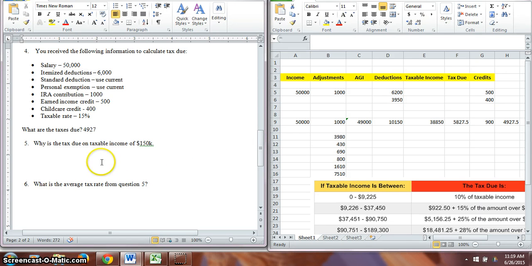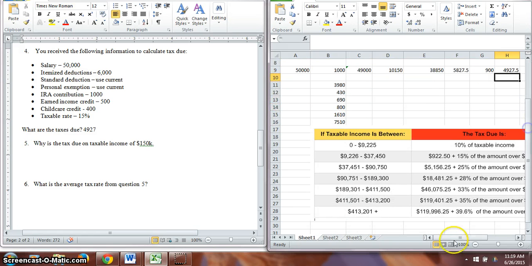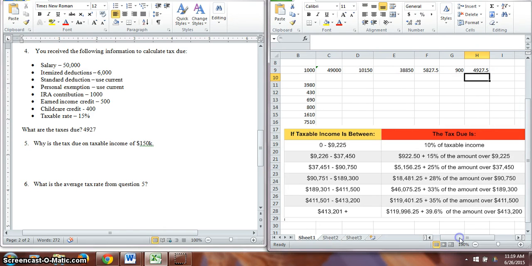Next problem. What are the taxes due on $150,000? Remember from class that I posted the tax tables in your D2L folder on the home page. So what I've done here is just copied the table to make it easier for illustration. So $150,000 falls in this range right here. Once I figure out the range, I know that this is the formula that I need to use. So let's look at this.